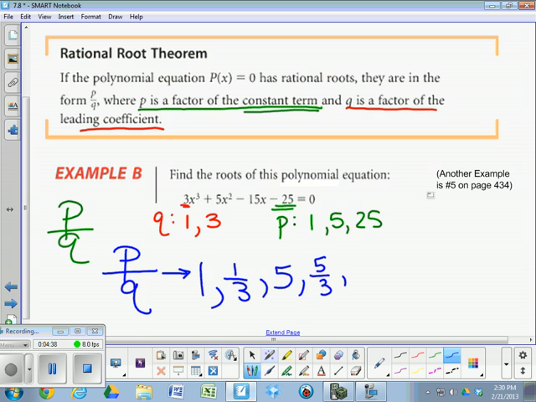So there are 2 more. One is 25 over 1, and the order doesn't matter in how you list them, but the order does matter in the fraction. You can't do 3 over 25. No, no, no, no, no. You only do P over Q. Okay, so what was 25 over 1? And then finally, 25 over 3.